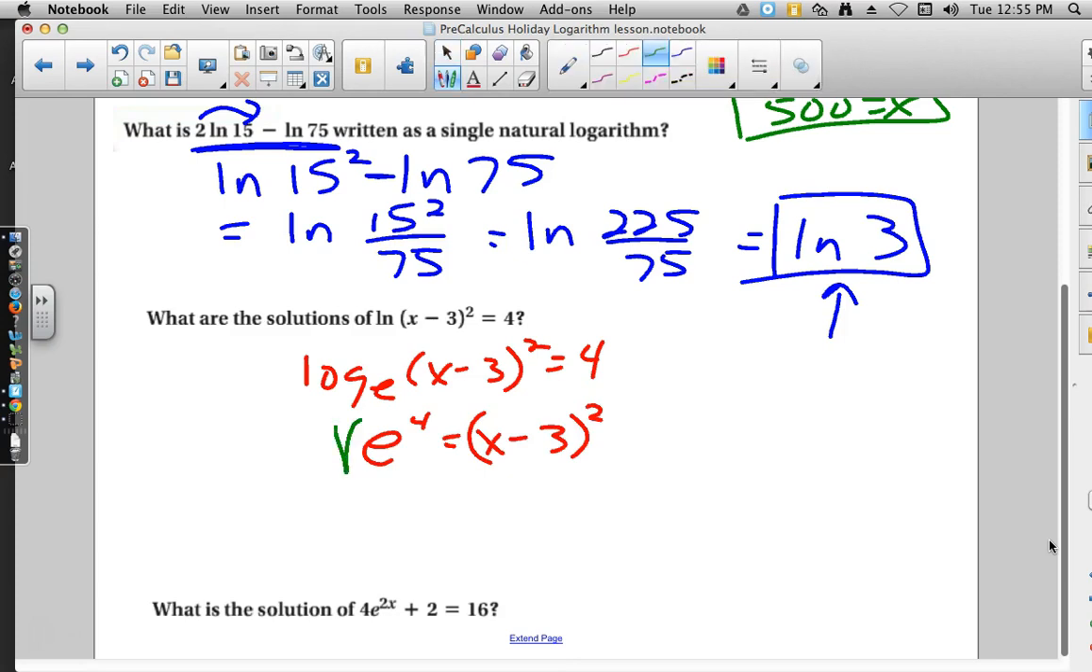And we would want to go ahead and take the square root of both sides of this to make this easier to solve. And that would give us a plus or minus e squared. Well, then we'd add 3 to both sides.